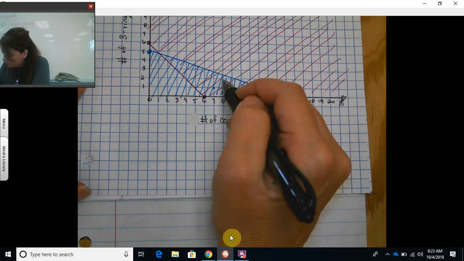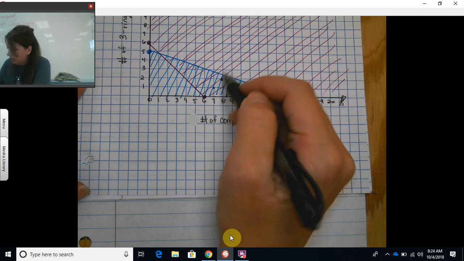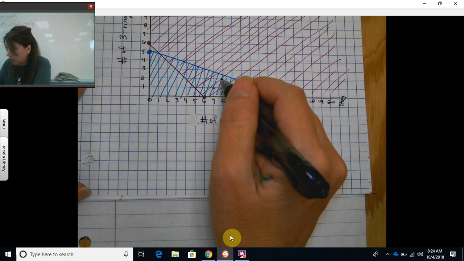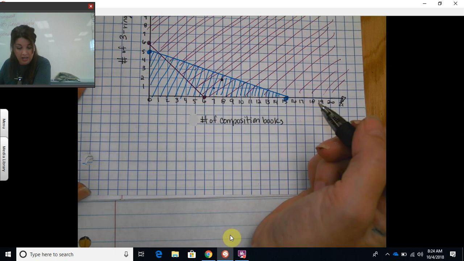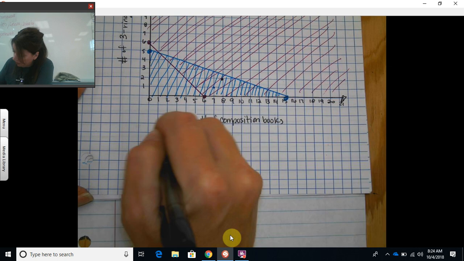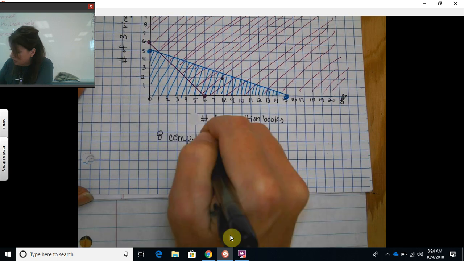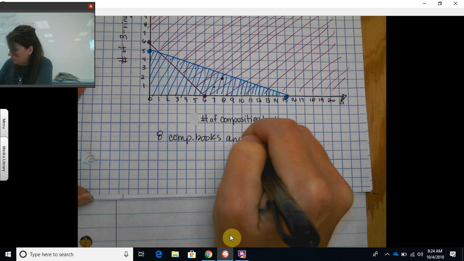8 composition books and 2 ring binders. Do I have at least 6 books? No, and 8 composition books would cost me $8. 2 3-ring binders would cost me $6, so that would be $14, right? Do I have enough money for that? Yep, I have $15. 8 comp books and 2 3-ring binders.